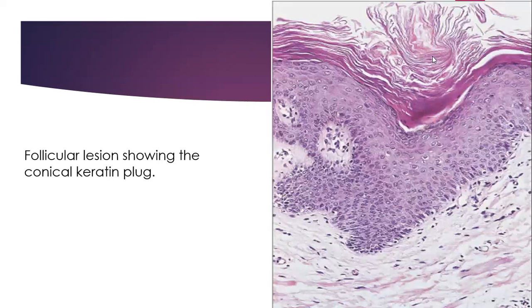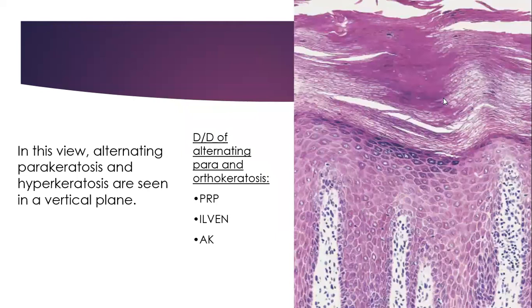This picture shows the follicular plugging, which is not seen in psoriasis. Then this image shows alternating ortho and parakeratosis in the vertical plane. And the underlying epidermis shows hypergranulosis, which is usually absent in psoriasis. There are three conditions in which there is alternating hyper and parakeratosis. One of these is PRP, then inflammatory linear verrucous epidermal nevus, and actinic keratosis.